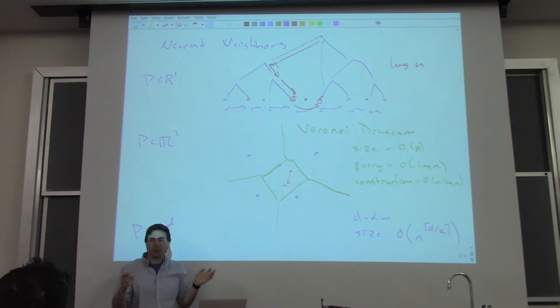So if you want to do it exactly, and you care about the worst case running time and the algorithmic complexity of this, we're in trouble in higher dimensions. Instead, what people consider are approximate nearest neighbor queries.